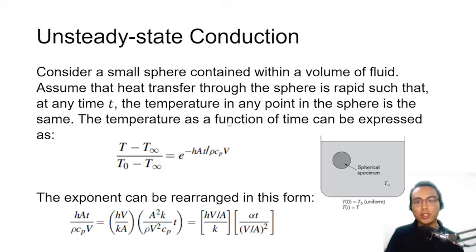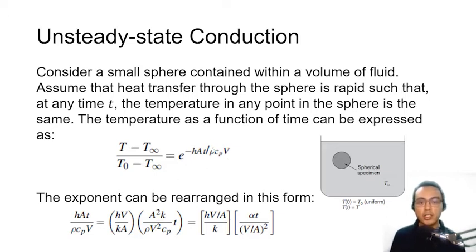We can express the temperature as a function of time as the following. This is the temperature at any time t at any point in the sphere minus the temperature of the surrounding fluid, T infinity, divided by T sub 0, the initial temperature of the sphere, minus T infinity. That is equal to e raised to negative hAt over rho CpV. Now this exponent is what we are interested in.